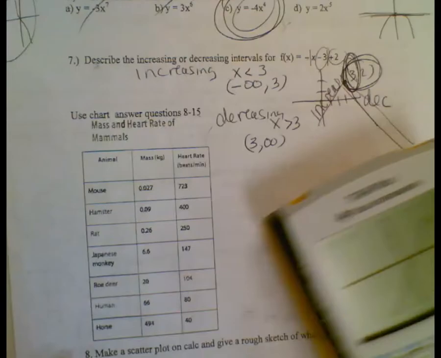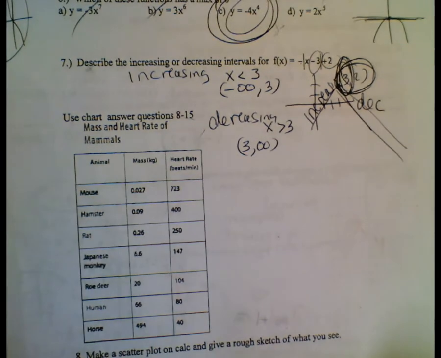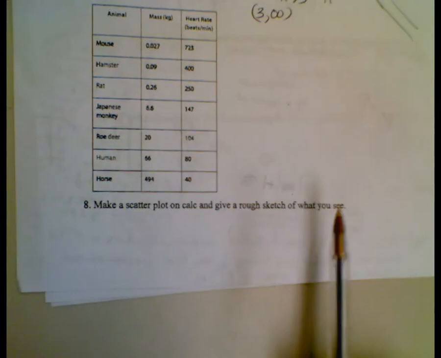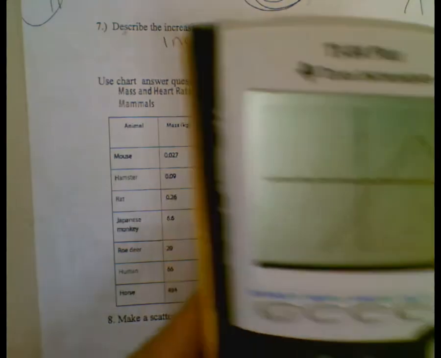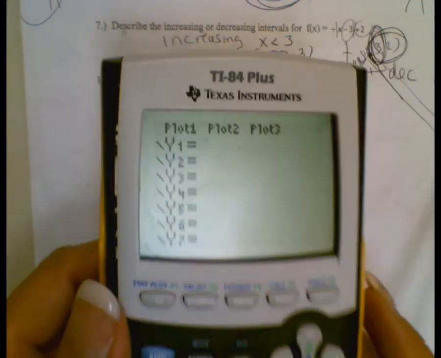All right, next problem. We're getting our t-tables out. You might want to get the instructions out that I gave you. We are going to make a scatter plot on the calculator and give a rough sketch of what you see. Before we do that, we're going to punch these in. First of all, I'm going to go to y equals, and I'm going to clear this out.